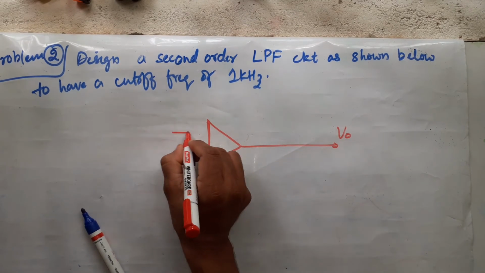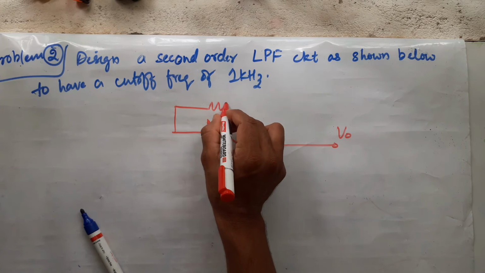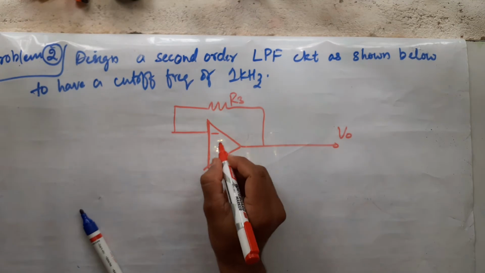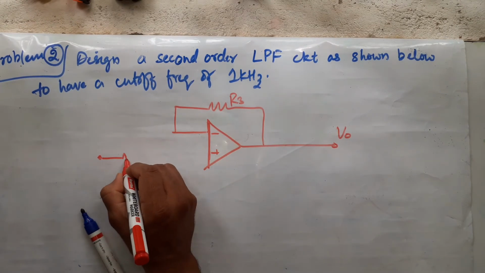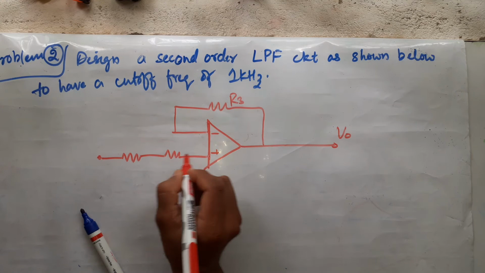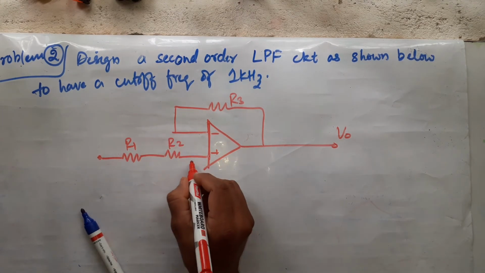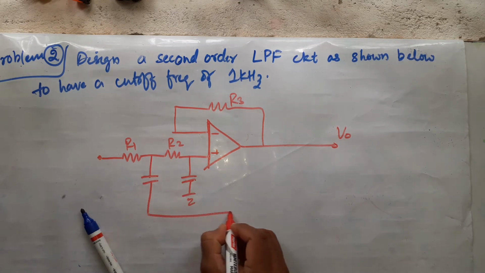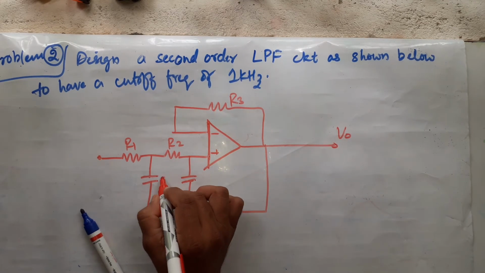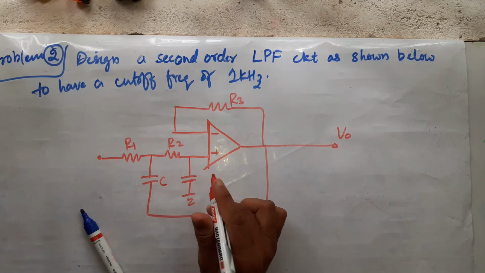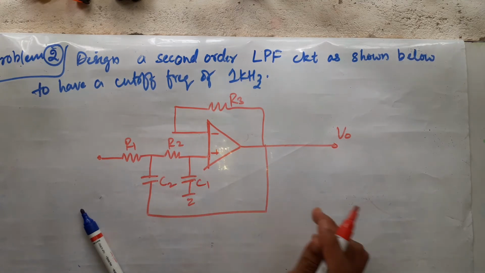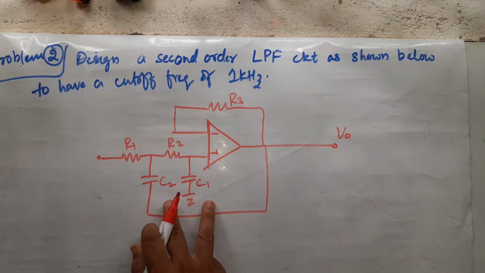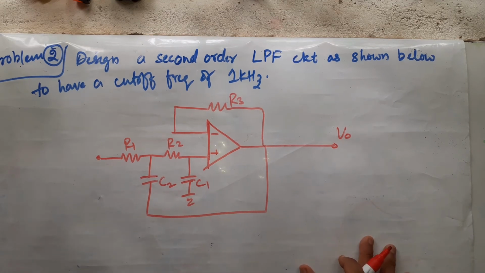This is V0. This should be your, what name we have given? This should be R3, right? Here you have one resistor R1, another resistor R2. R1, R2, one capacitor here grounded, another capacitor taken and connected to output side. This was C1, this was C2, right? Remember this, don't go wrong into this. You can change the names, but their formula will change if you change the notations.